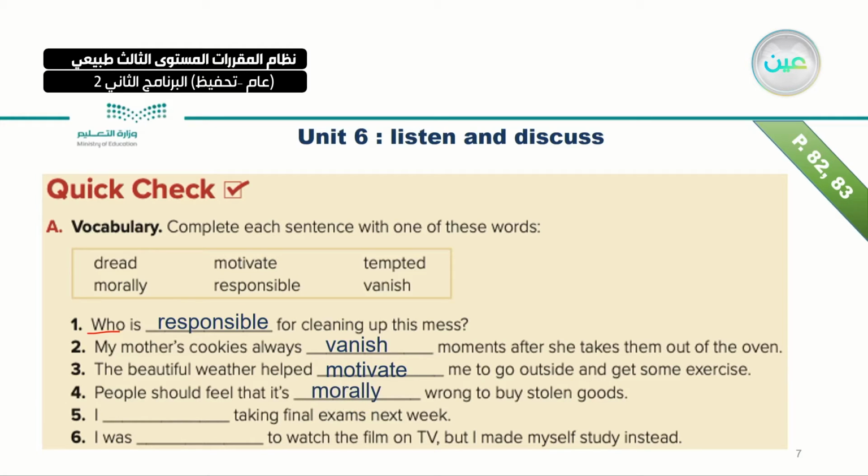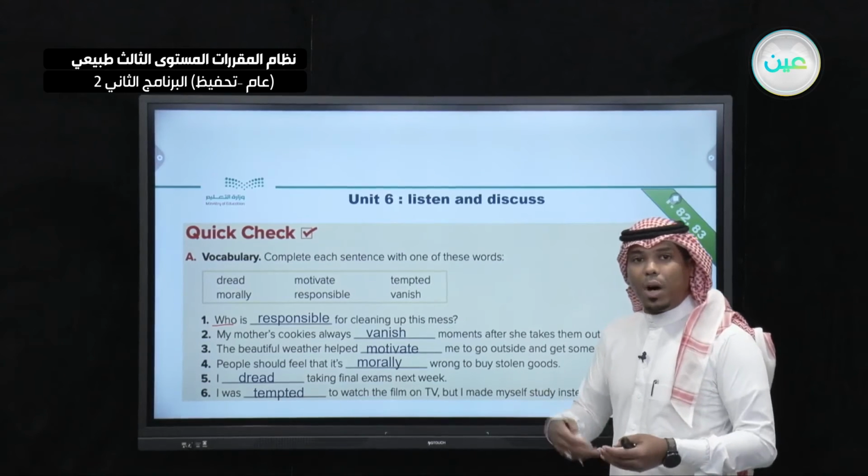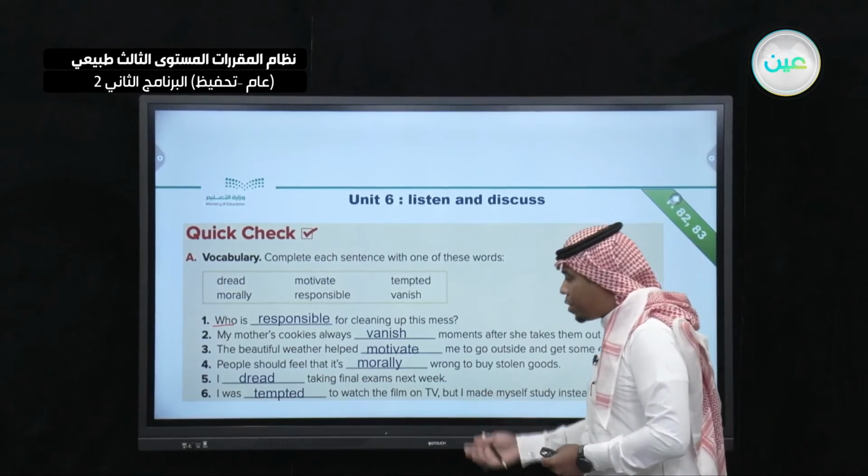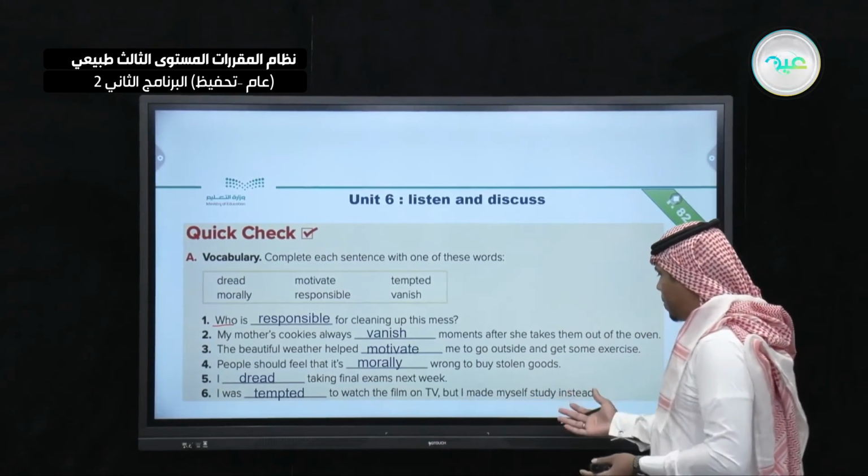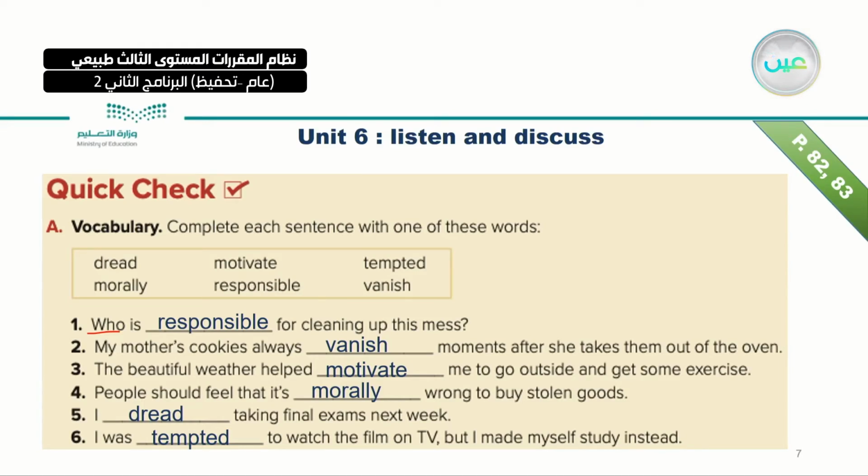5, I dread taking final exams next week. Here, dread means like I'm scared or something like that. Dread, okay. I dread taking final exams next week. Number 6, I was tempted to watch the film on TV, but I made myself study instead, okay. I was tempted. I wanted to watch a film actually, okay. Someone encouraged me, or the film was strong enough to watch it, but I made myself study instead, okay.